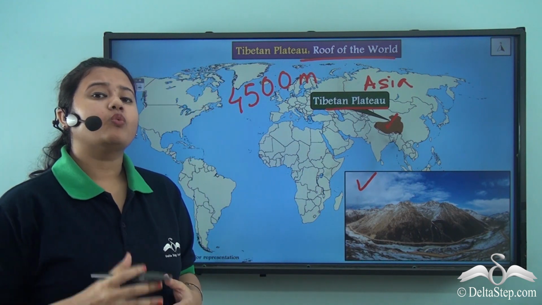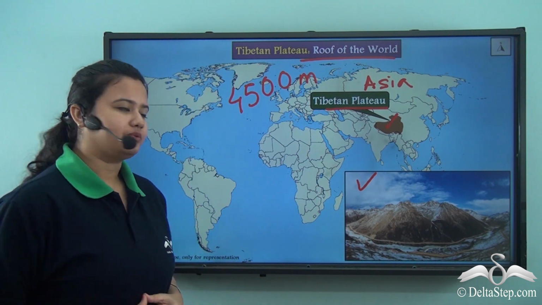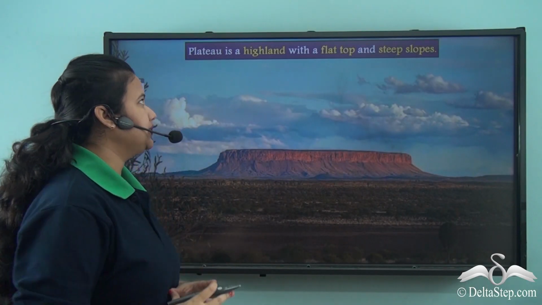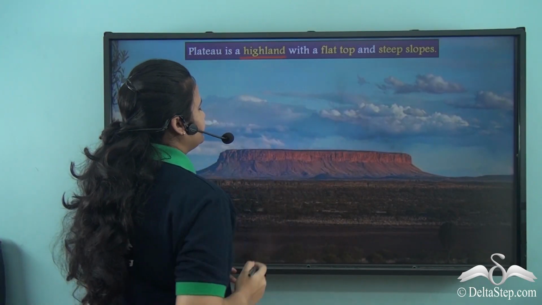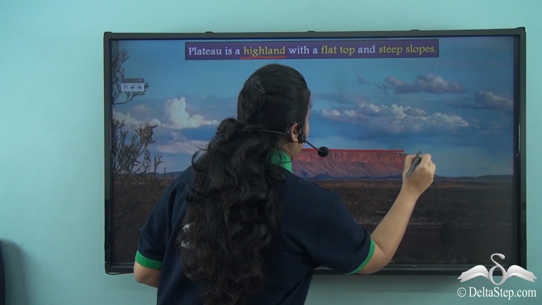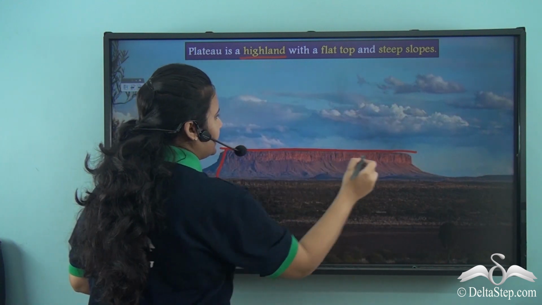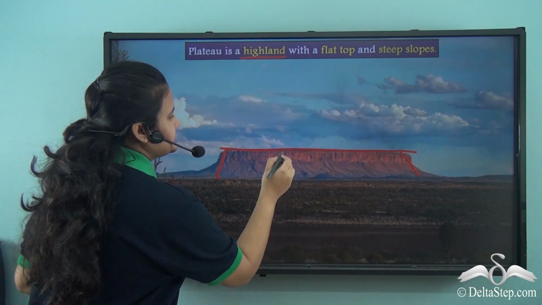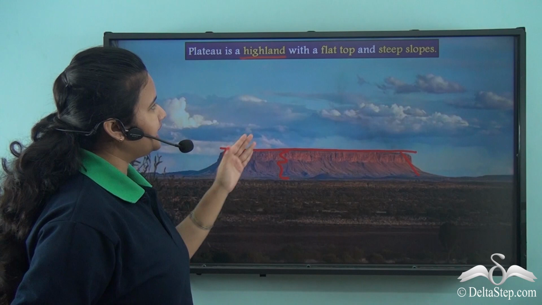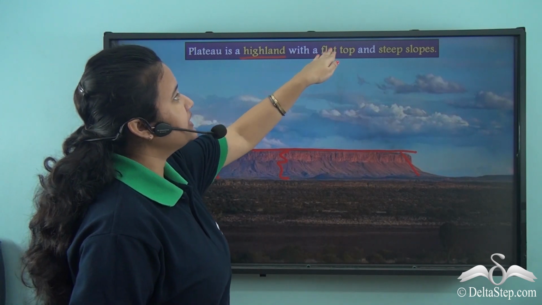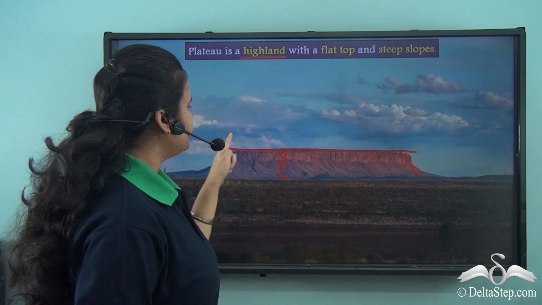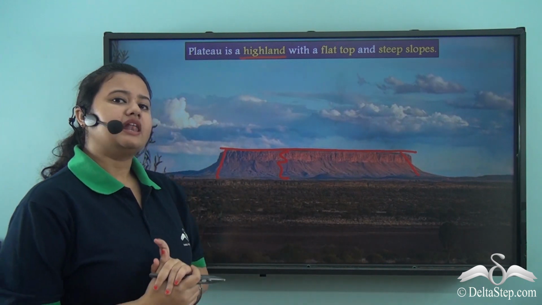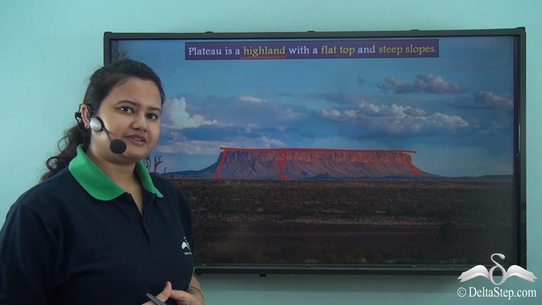Now, do you know what type of landform is a plateau? Well, a plateau is actually an upland or a highland with a flat top and steep edges. So, a plateau is a highland, that is, it has a higher elevation and it has a flat top with steep edges or slopes. Now, can you relate this landform with any object?